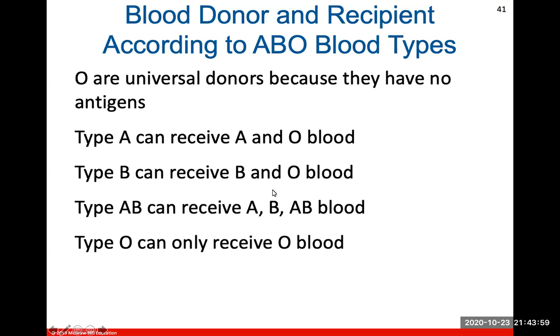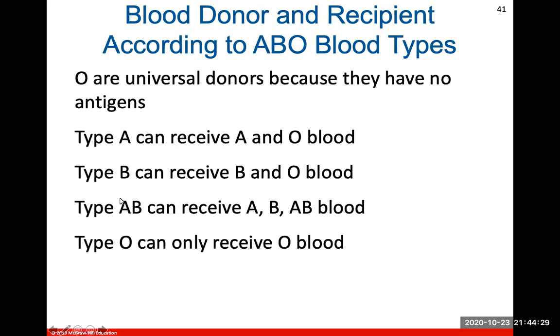O is a universal donor because they have no antigens. So if you're type O, specifically type O negative, and I think we'll talk about what positive and negative means in a little bit, O is the universal donor because they have no antigens. Type A can receive blood from type A and O because O is the universal donor. Type B can receive blood from B and O, and type AB can receive blood from A, B, and AB blood.